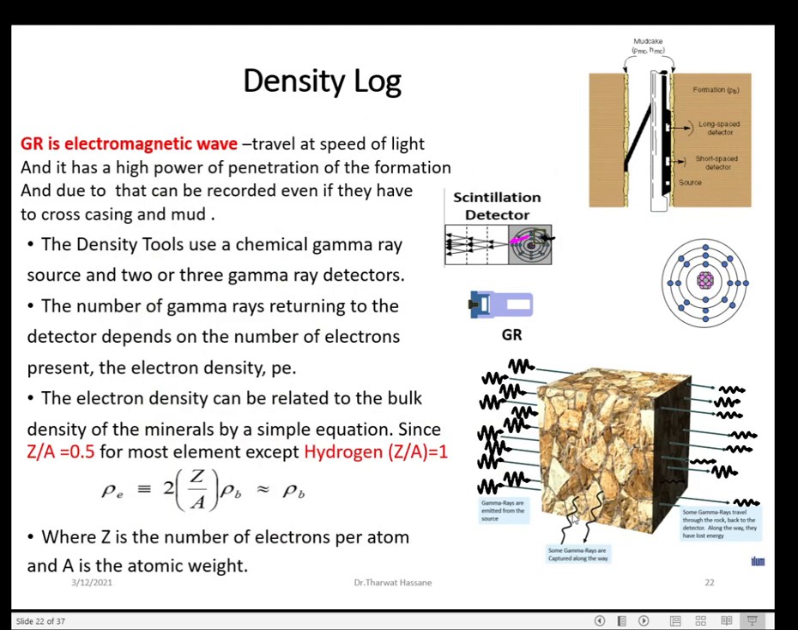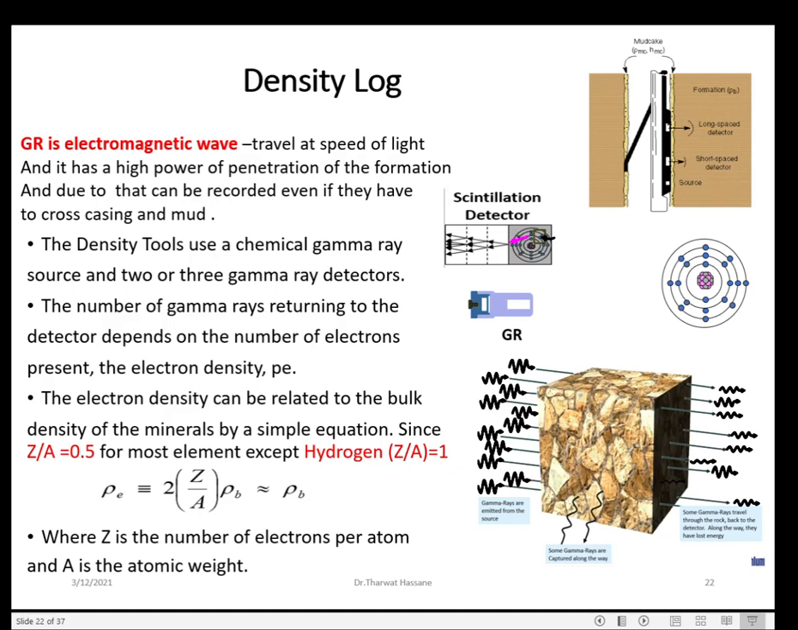Okay, so now we have finished the neutron porosity and this calculation. Now let's go to another very important tool, which is the density log. Just to wrap up the neutron: we emit neutrons, and the neutrons interact with the hydrogen inside the formations.